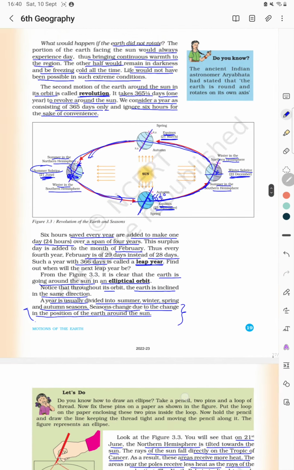So in the figure, on 21st March there is spring in the northern hemisphere and autumn in the southern hemisphere. And on 23rd September, autumn in the northern hemisphere and spring in the southern hemisphere.